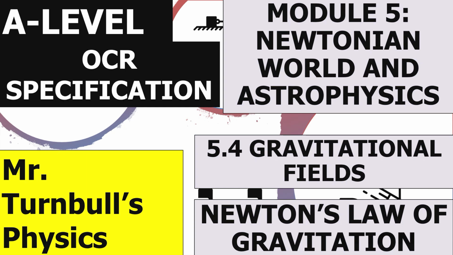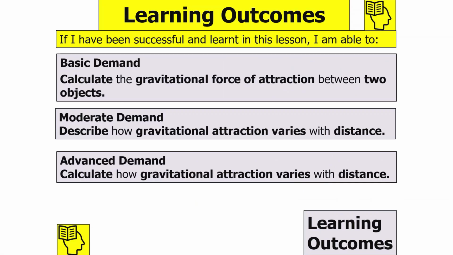Hello and welcome to this video, which is part of Module 5 in OCR A-Level Physics, The Newtonian World and Astrophysics, where we looked at the concept of gravitational fields and the topic of Newton's law of gravitation. If we've been successful, by the end of today's lesson we should be able to calculate the gravitational force of attraction between two objects, describe how gravitational attraction varies with distance, and calculate how gravitational attraction varies with distance.